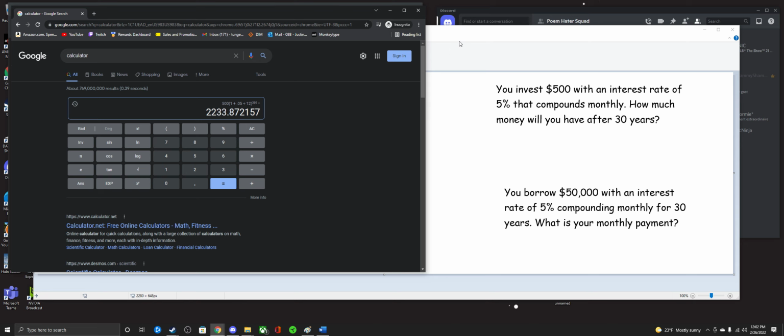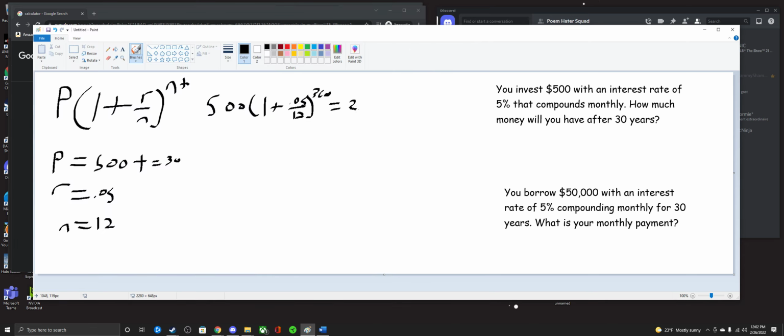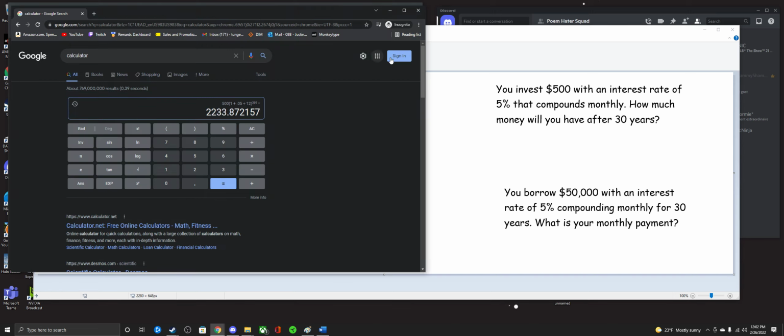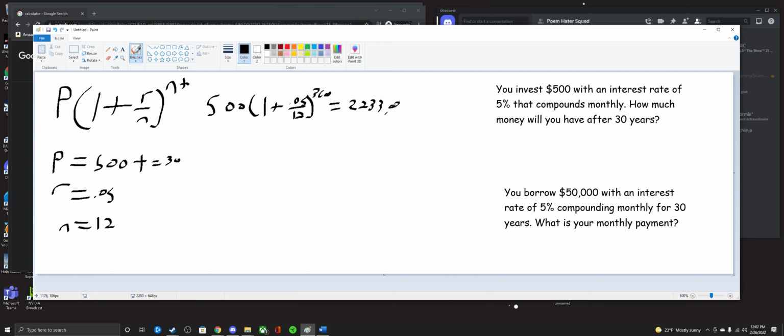So 22,233. We'll just stop it after the first two decimal points, and 87 cents. So if you were to invest in this, you would have $22,233.87 by the end of 30 years, which is alright, I guess. I don't know.